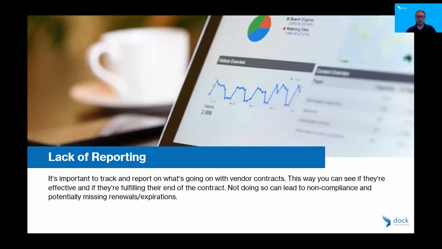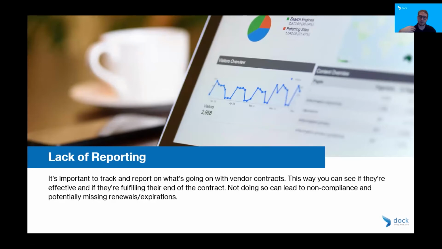Next up is a lack of reporting. So like I said, you need to be tracking and reporting on what's going on with your vendor contracts. So basically pulling out the obligations, seeing if the other side is doing what they're supposed to be doing, if you're doing what you're supposed to be doing, if there are any tasks your organization is supposed to perform, making sure that those are assigned out. Again, if there are tasks that the vendor is supposed to do, making sure those are built out and assigned to them.